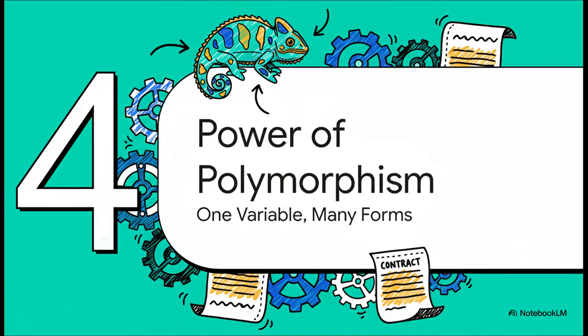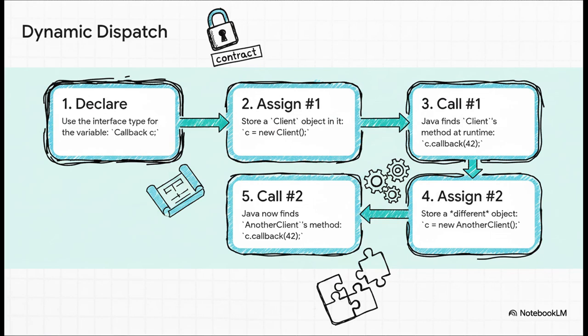Okay, so all these rules and contracts, they're all building up to one of the most powerful ideas in all of programming: polymorphism. It sounds super fancy, but it really just means many forms. It's the ability to write a single piece of code that can work with objects of many different types, all because they share the same contract, the same interface. Let's see this in action, step by step.